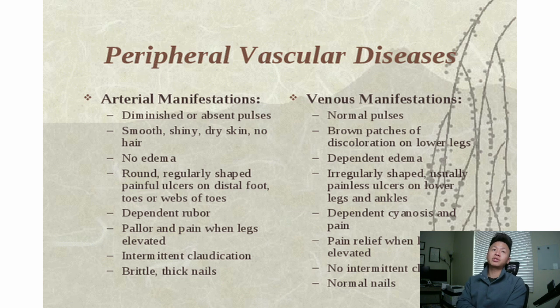All right, let's jump into peripheral vascular disease. We have arterial versus venous. Your arterial vascular disease, that's your PAD, meaning blood isn't getting through the arteries that take blood from your heart to the area where it needs to go. Let's use your hand as an example here. Blood travels from your heart to your hand.